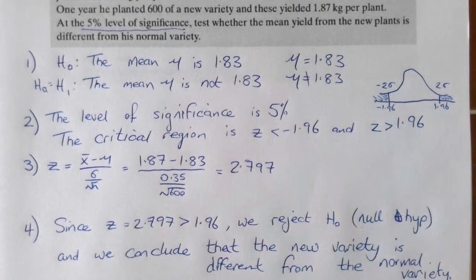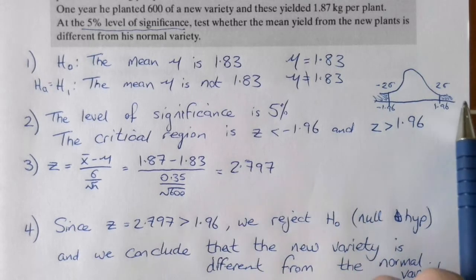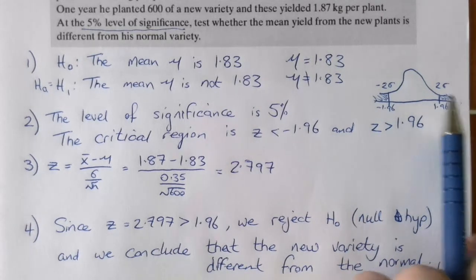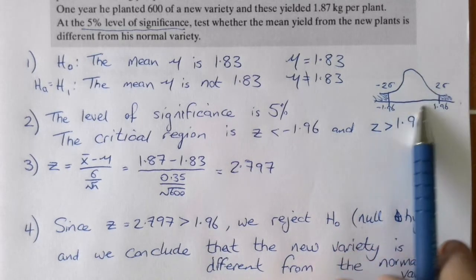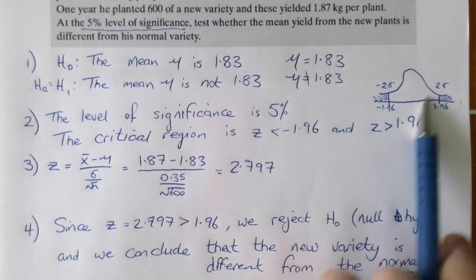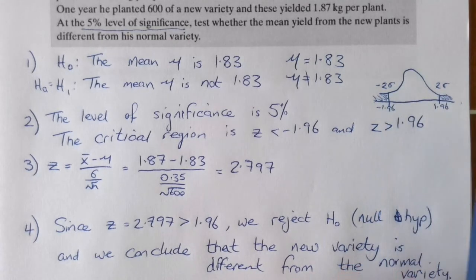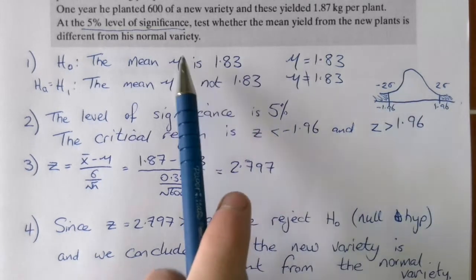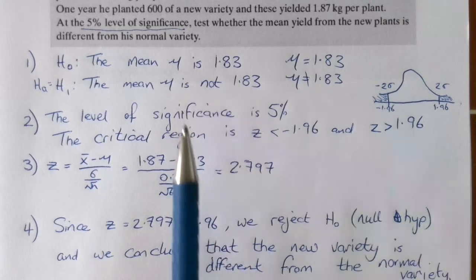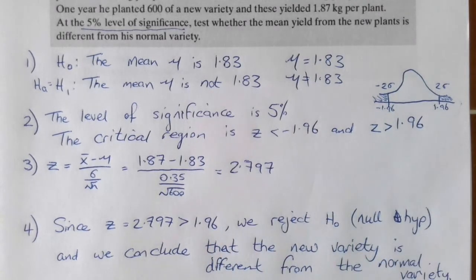So just to go through that conclusion again, where that comes from. 2.797 is way up here. If it was within this, we would be within the 95%. But since it's outside, it's in the 5% outside. So there's 2.5% on either side. Since it's outside, we have to reject the first one and accept the second one. If it was less than, it would be the opposite way around.